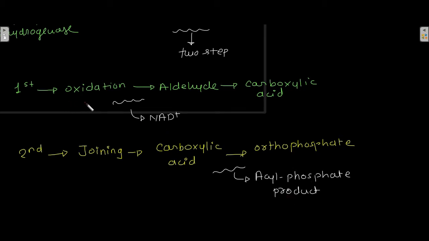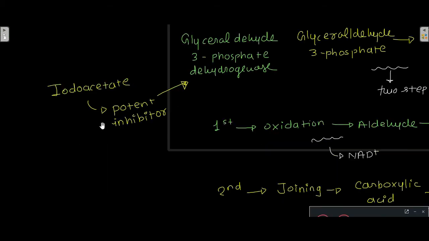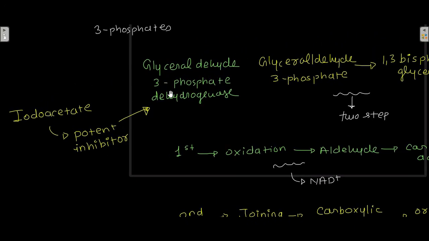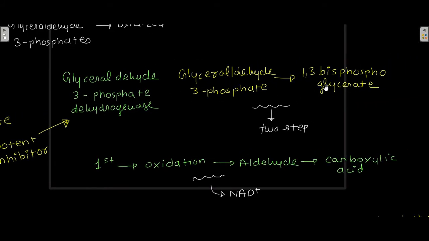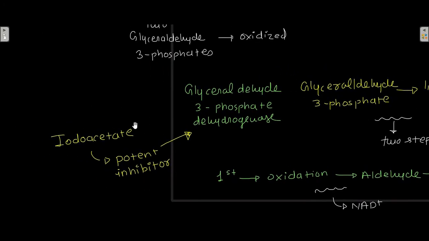Okay, so in the first step there is oxidation of the aldehyde, a carboxylic acid is produced, and then that carboxylic acid is joined with orthophosphate, which produces the acyl phosphate product. Now iodoacetate is a potent inhibitor of glyceraldehyde 3-phosphate dehydrogenase. If iodoacetate is present in the system, then glyceraldehyde 3-phosphate will not be converted into 1,3-bisphosphoglycerate, and it will not be oxidized.